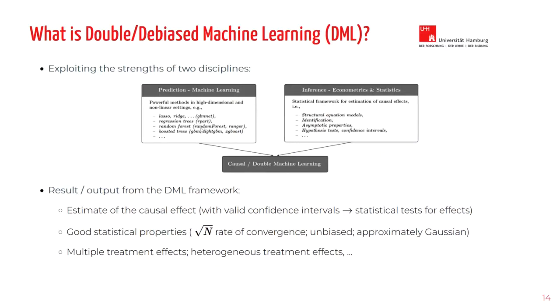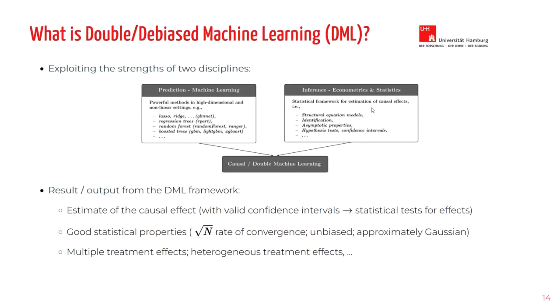On the one hand, we have all these R or Python packages that give us the prediction machines like Lasso, ridge estimation and glmnet, regression trees and rpart, random forest by randomForest or the ranger package, and boosted trees like GBM, LightGBM, XGBoost. These are all powerful tools for predictions.